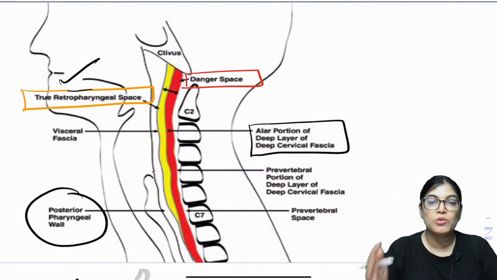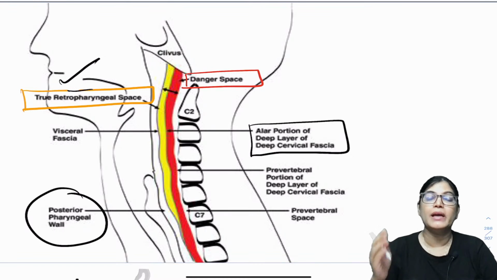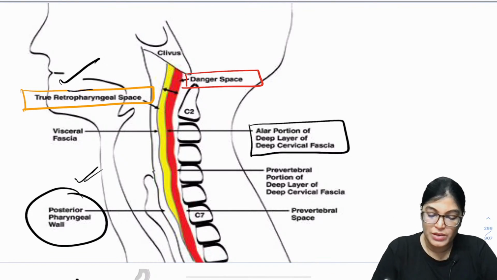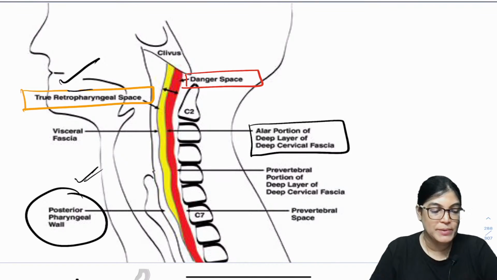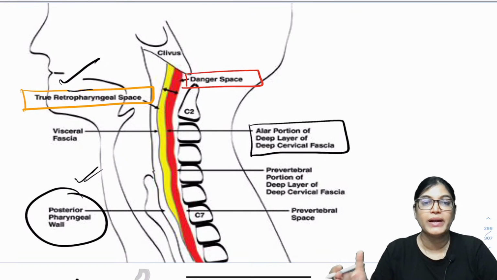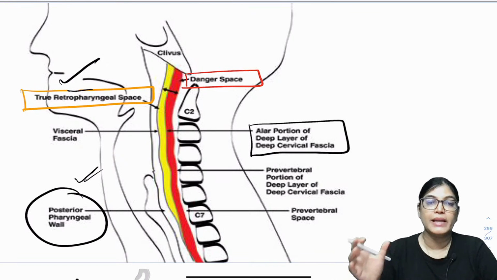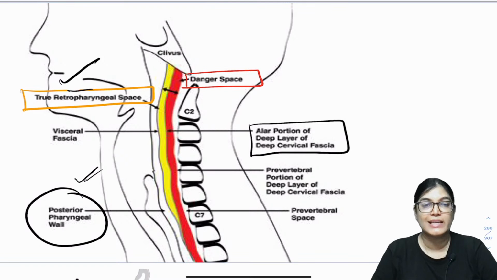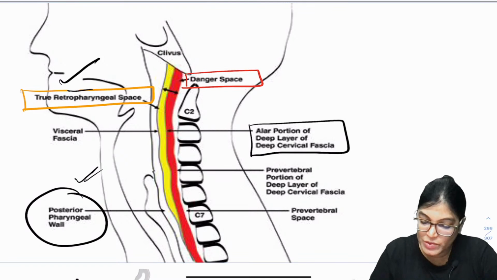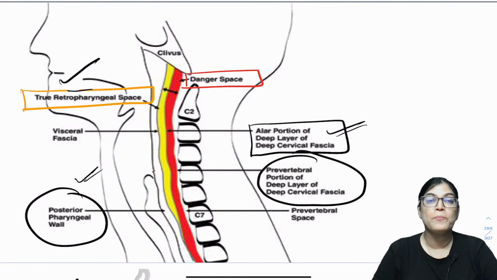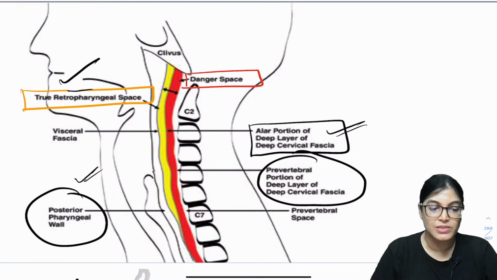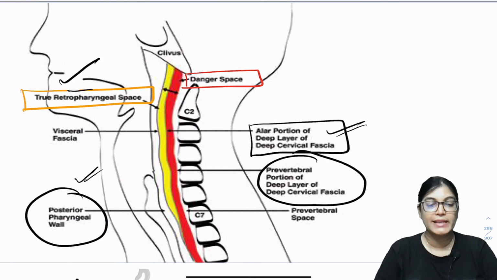Okay. So between the alar portion of the prevertebral layer and that of the posterior pharyngeal wall, the yellow color space which you are seeing is the retropharyngeal space in this sagittal section. Posterior to it, the red color space of the neck shown in the sagittal section is the danger space, which is lying exactly between the alar portion of deep cervical fascia and the prevertebral portion of deep cervical fascia. That means anterior to the danger space lies the retropharyngeal space, which is also called the space of Gillette.